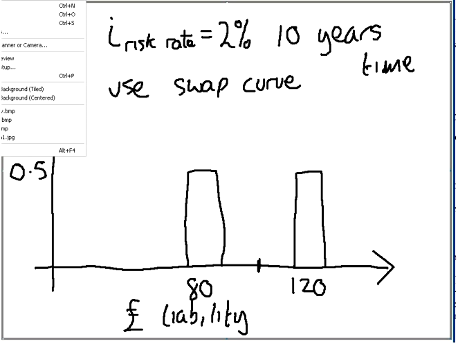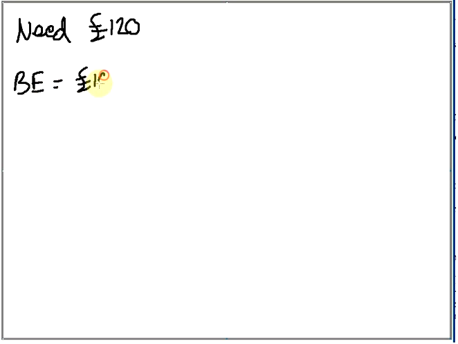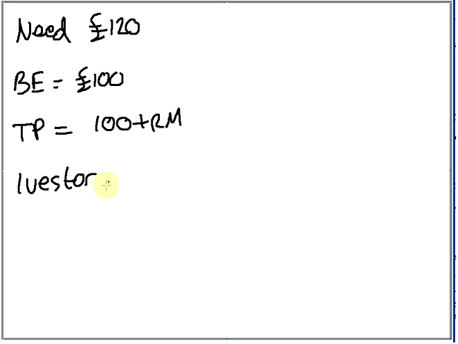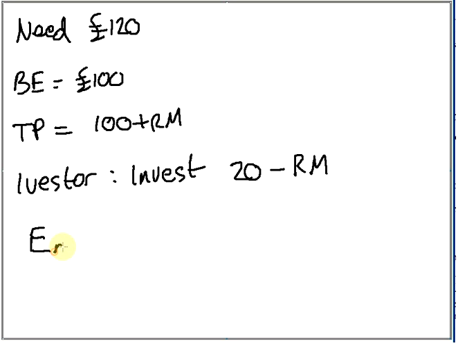So let's think about what that means. So we need £120. Best estimate equals 100. But the value of the insurance company is the technical provisions, which equals 100 plus the risk margin. So our investor is going to invest 20 minus the risk margin, and his expected return is equal to the risk margin.